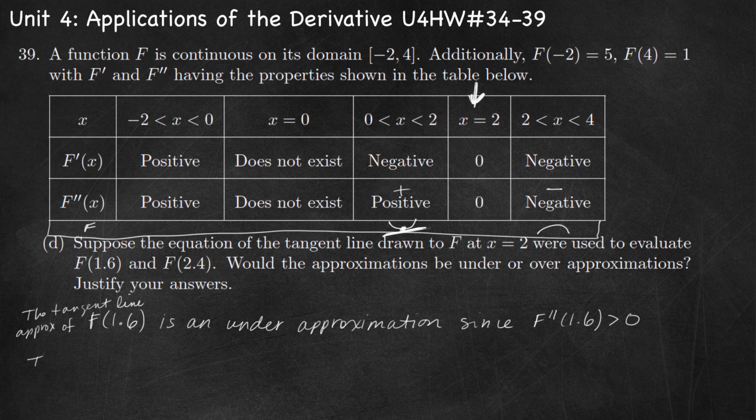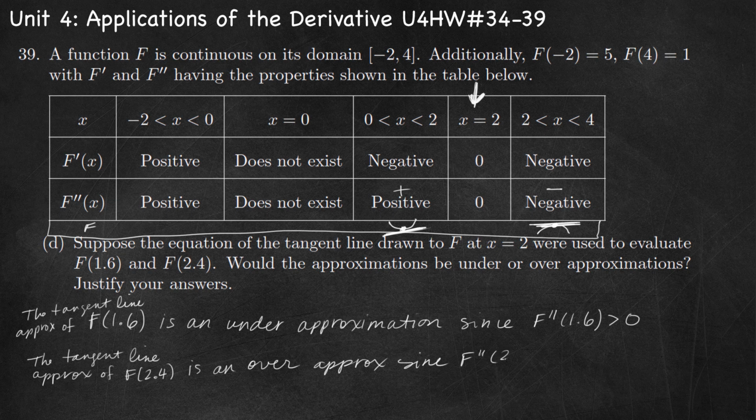And then we can say something similar for the other one. The tangent line approximation of f of 2.4, now we're larger than 2. 2.4 is to the right of 2. So this one is going to be to the right of 2, and the graph is concave down to the right of 2, so our tangent line is above the curve. We're going to get an over approximation. The tangent line approximation of f of 2.4 is an over approximation, since f double prime of 2.4 is less than 0.